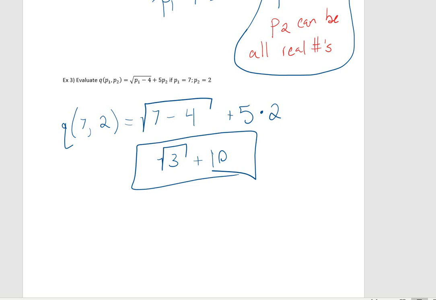In the next video, we're going to be looking at taking the derivative of multivariable functions and then doing an application.